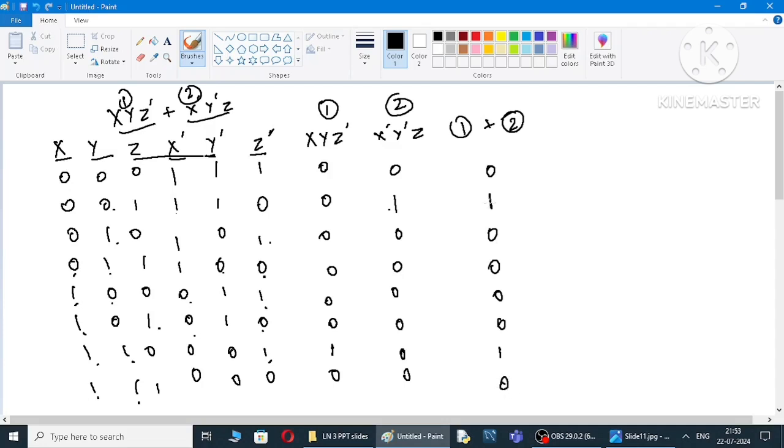So how will you draw a truth table? Find out if it is multiplication or addition. For multiplication, the rule is if both inputs are 1, output is 1. For addition, if any one input is 1, output is 1. Okay. So this is how you solve a truth table. Hope you understood. Thank you.